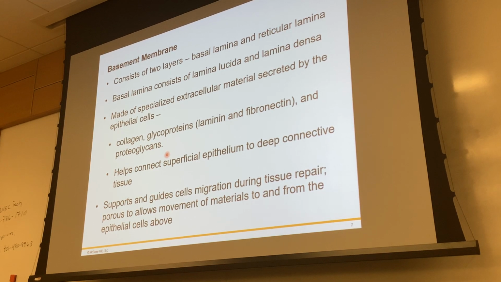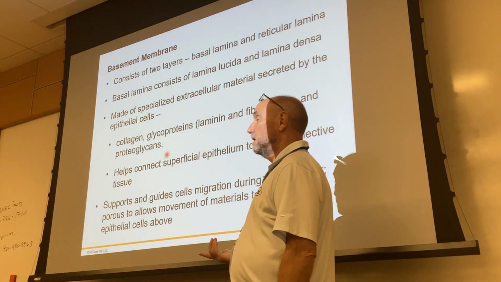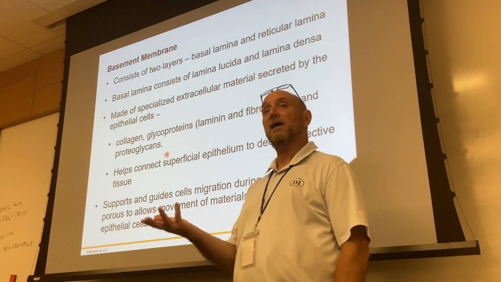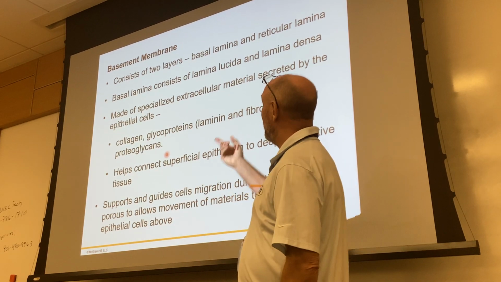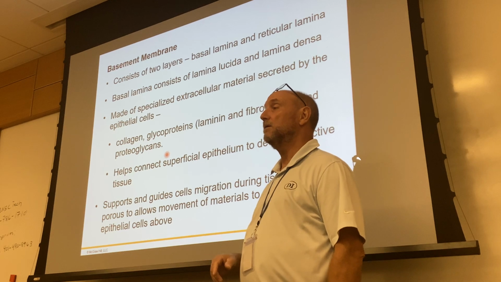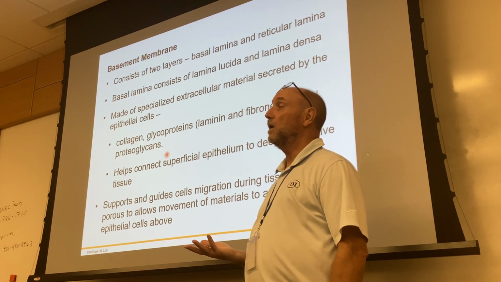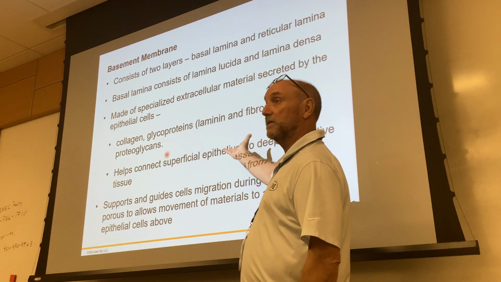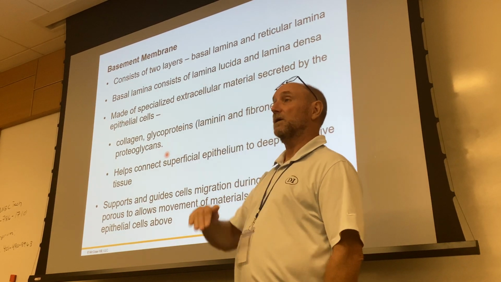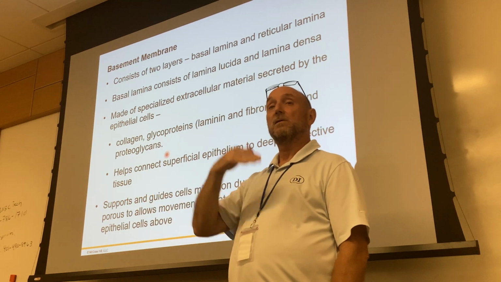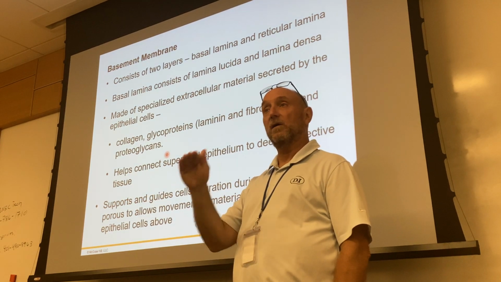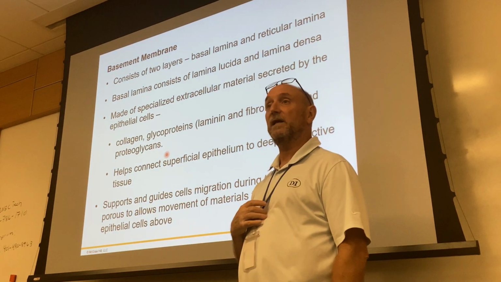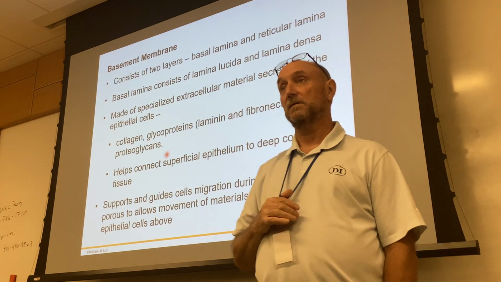So if I were to say collagen and glycoproteins, I'm not going to talk about what they are specifically, but if in a question I say collagen and glycoproteins are used by the basement membrane, are produced to form a basement membrane, what tissue are we talking about? The epithelial tissue. The next question could be, what tissue would it most likely be connected to? I haven't told you that, but the tissue that's deep is going to be connective tissue.